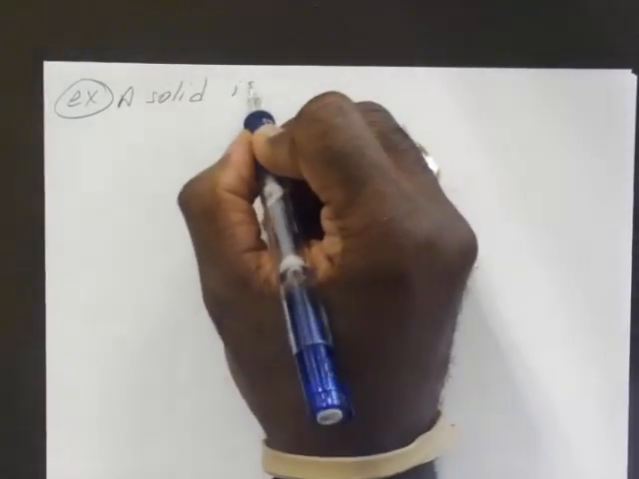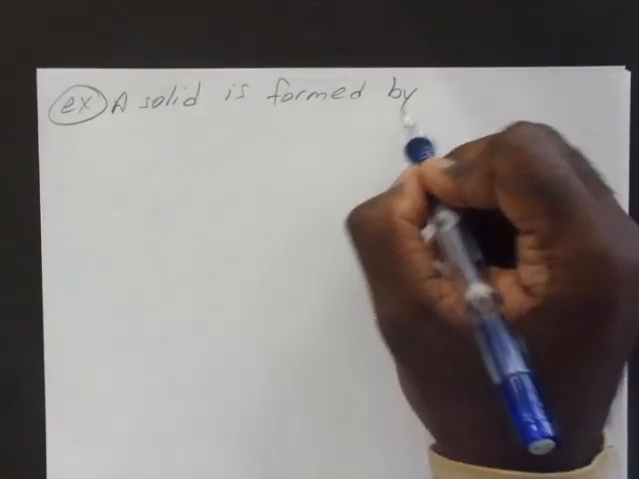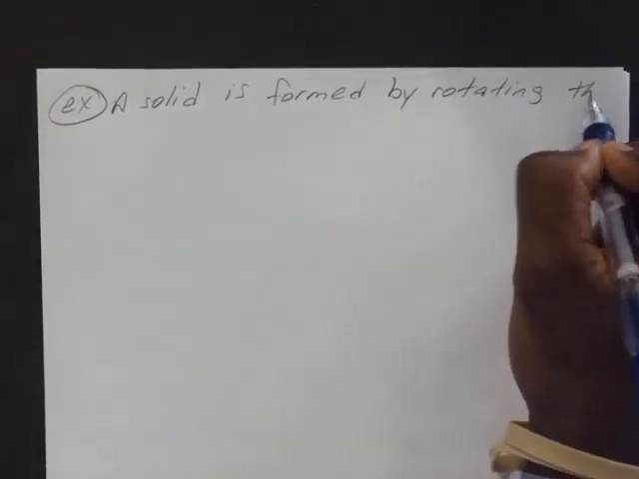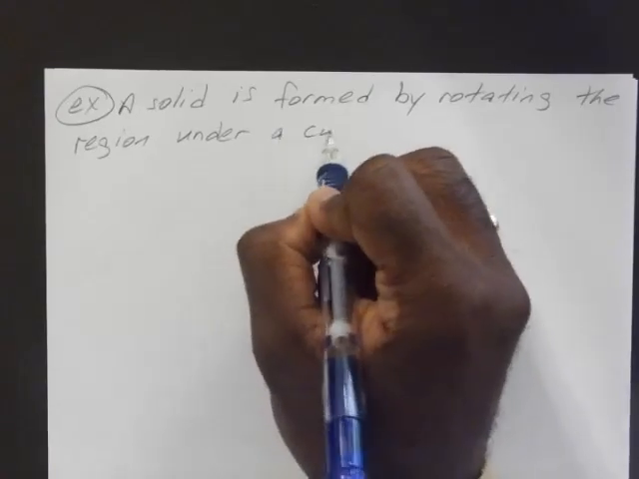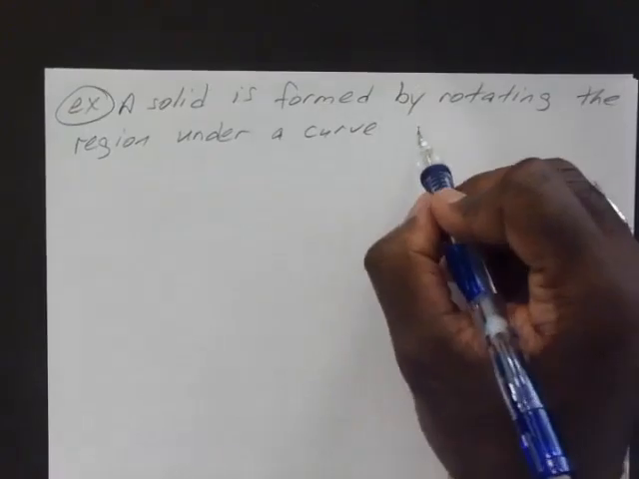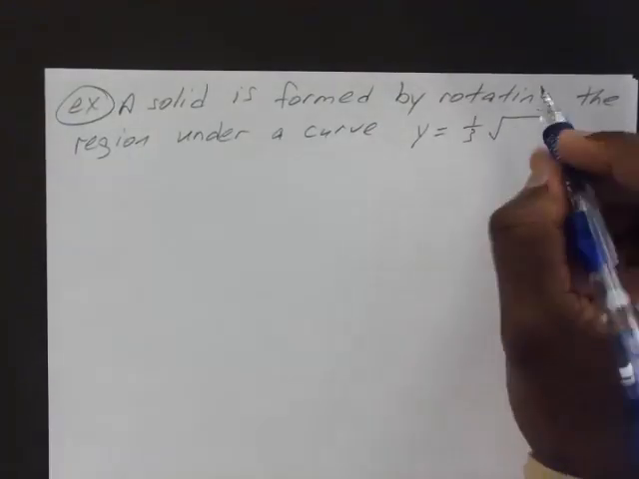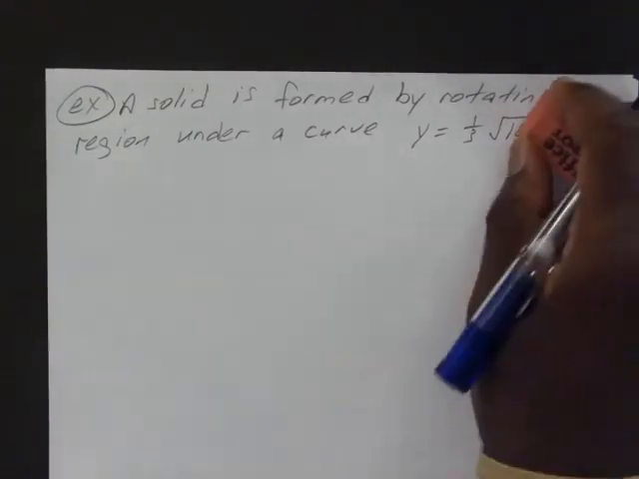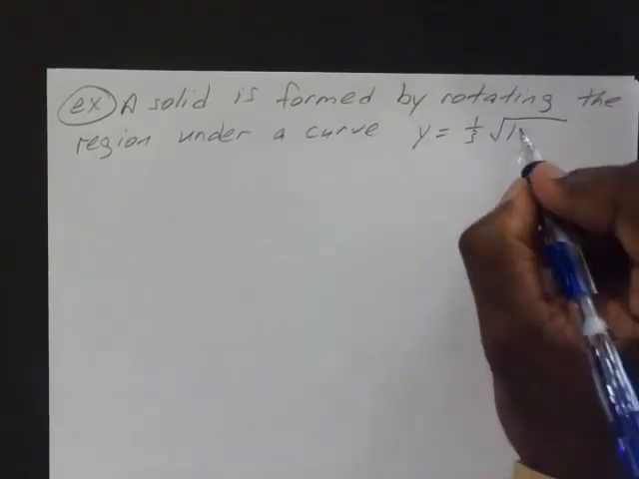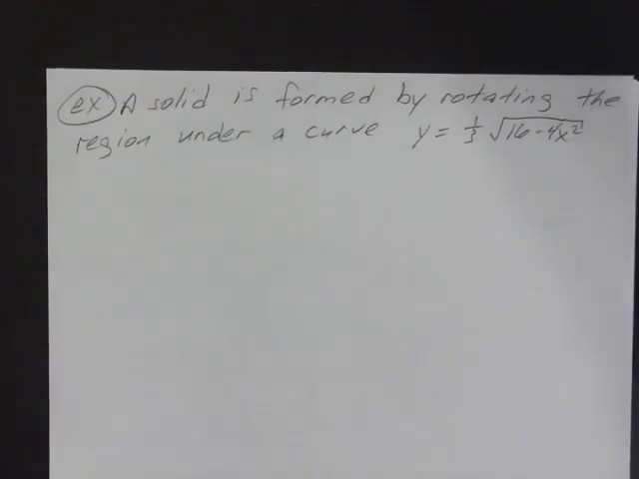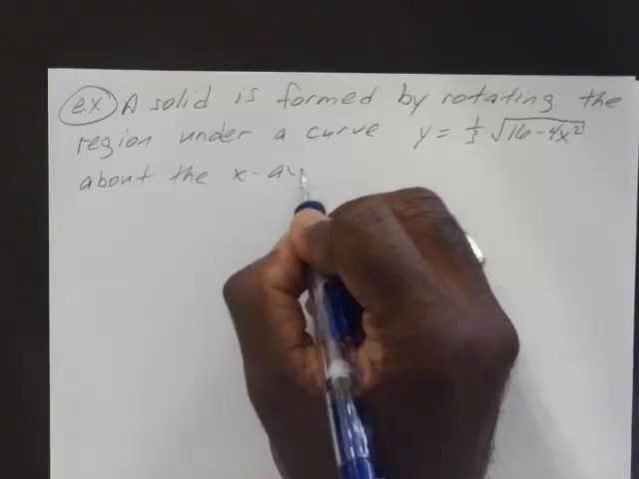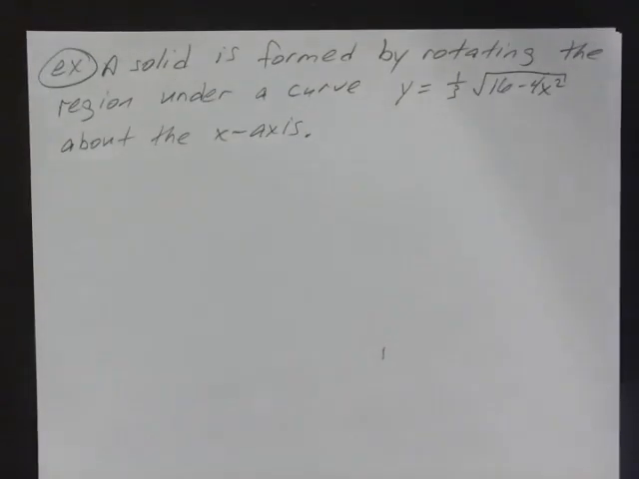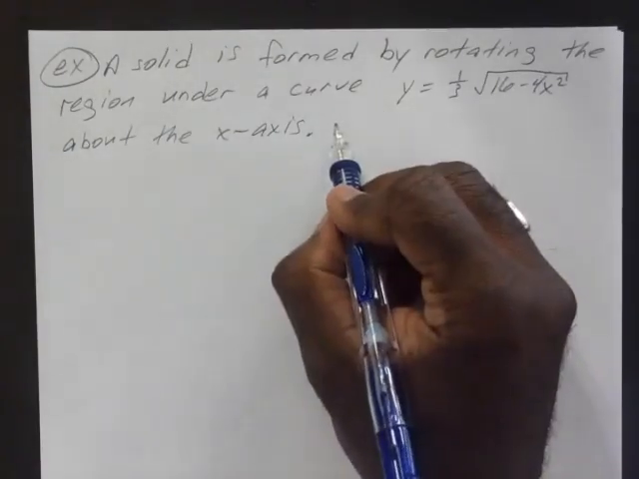So let's say, for example, a solid is formed by rotating the region under a curve, let's say y equals 1/3 times the square root of 16 minus 4x squared, about the x-axis. So we want to find the volume in cubic centimeters.